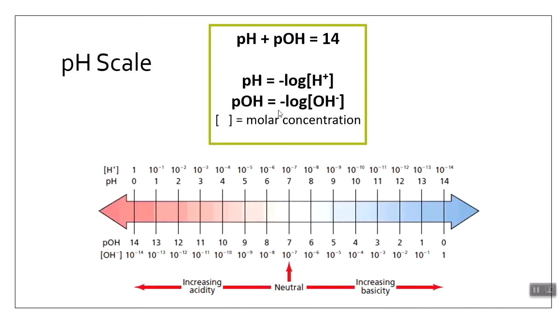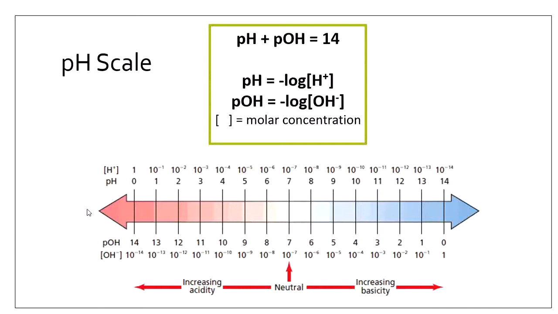pOH is equal to the negative log of the hydroxide ion concentration. So we talked about three relationships. The first one is the relationship between pH and the concentration of hydrogen ions. The second relationship is pOH and the concentration of hydroxide ions. The last one is the relationship between pH and pOH.